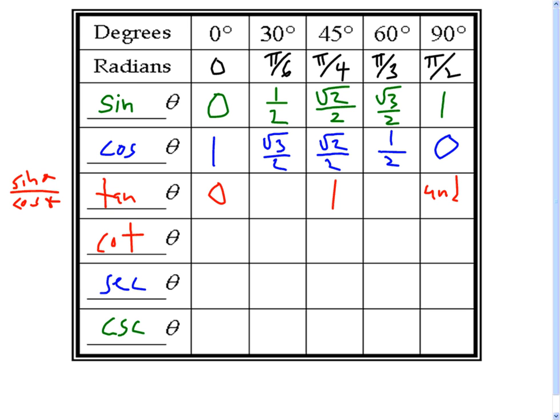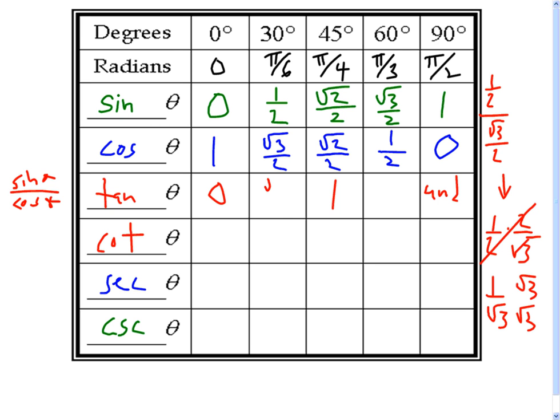The tricky ones are 1/2 over root 3 over 2 and root 3 over 2 over 1/2. So if we take a quick look at those, 1/2 divided by root 3 over 2 is going to become 1/2 times 2 over root 3. Once we multiply by the reciprocal of the denominator, the 2's cancel, and we end up with 1 over root 3. We can then rationalize it to get root 3 over 3.